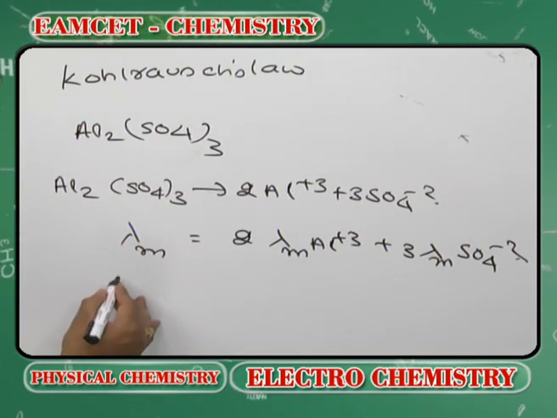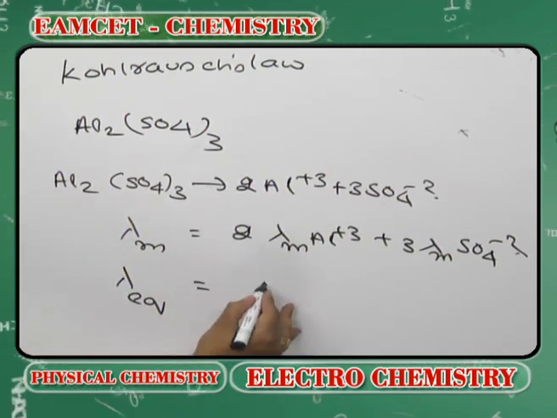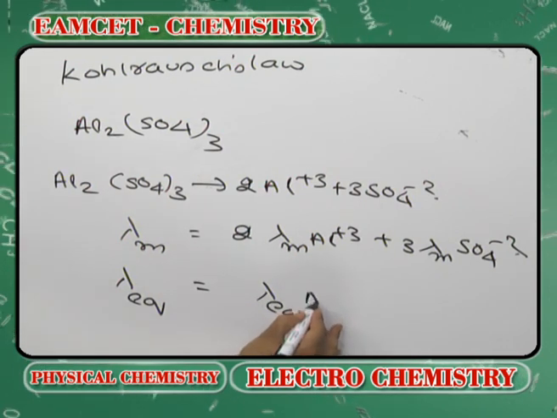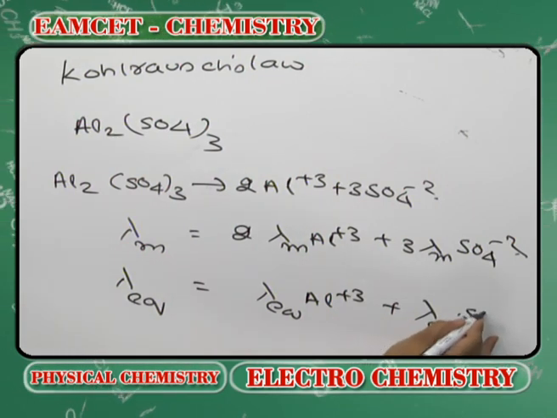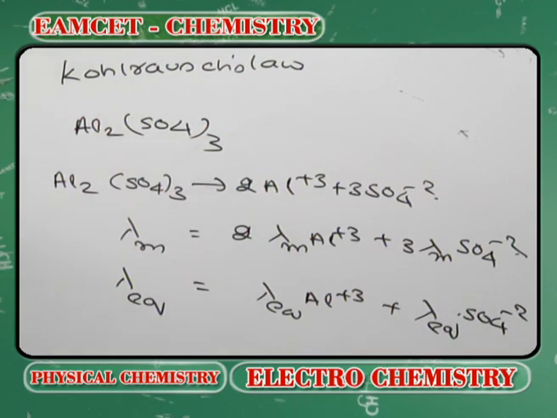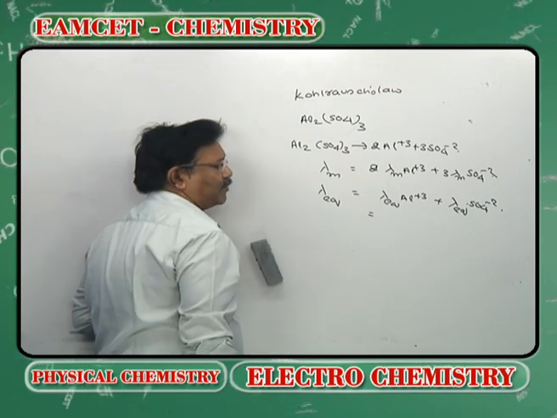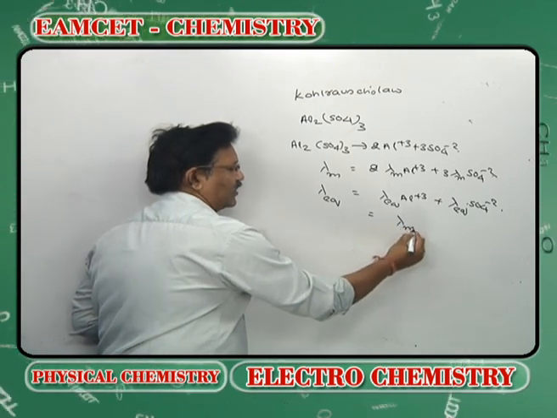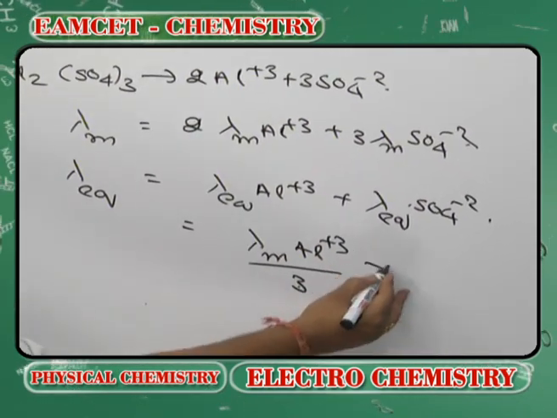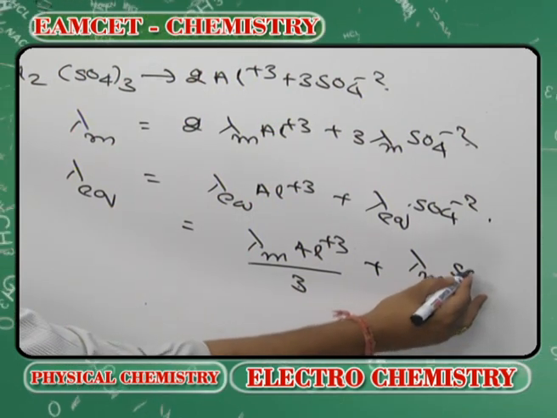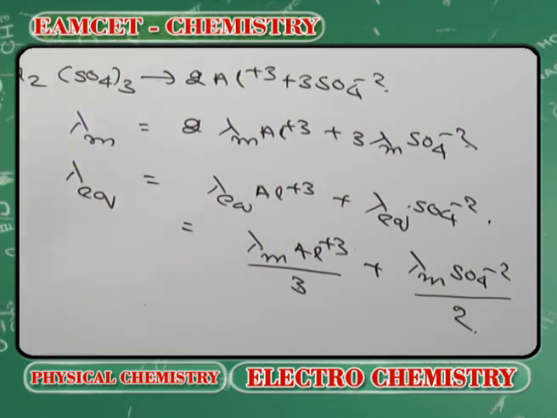How do you get the equivalent conductivity of aluminum sulfate? Equivalent conductivity of Al+3 plus equivalent conductivity of SO4-2. How do you get equivalent conductivity? Molar conductivity by n factor. For aluminum, what will be the n factor? 3. And for this, molar conductivity of SO4-2 by 2. So, this is the basic thing.